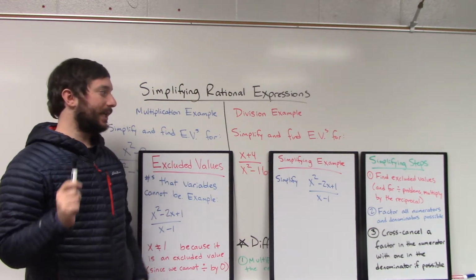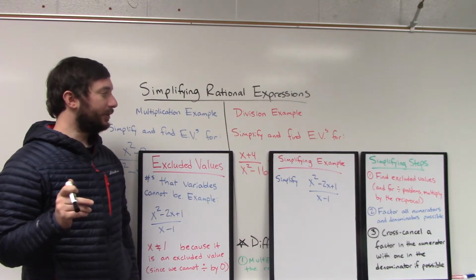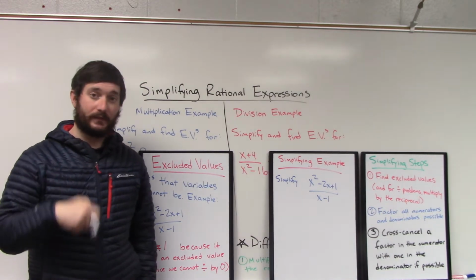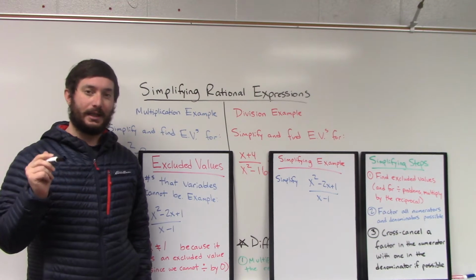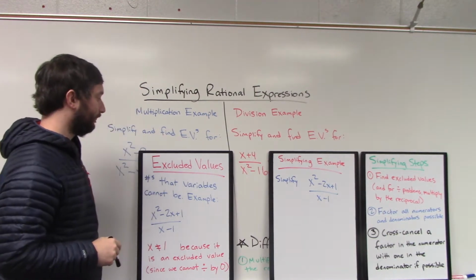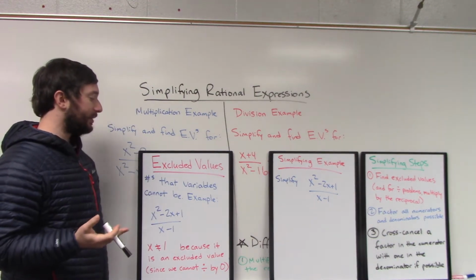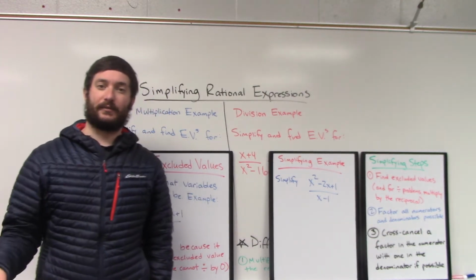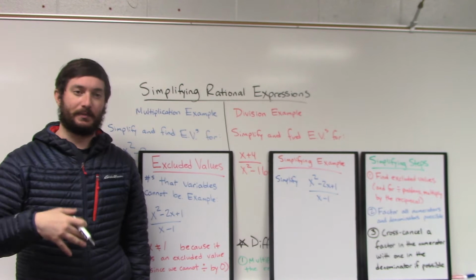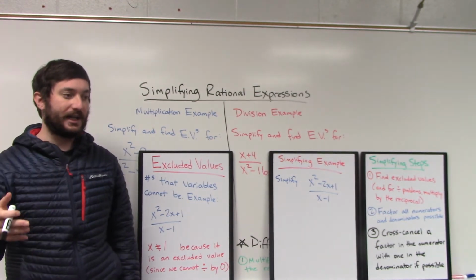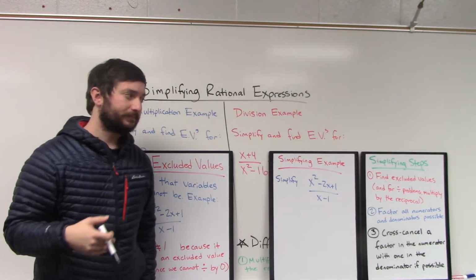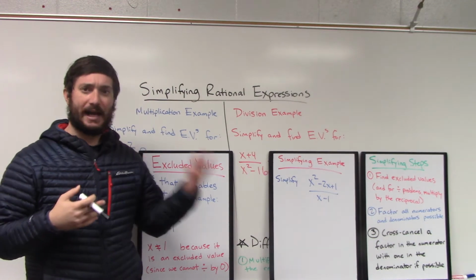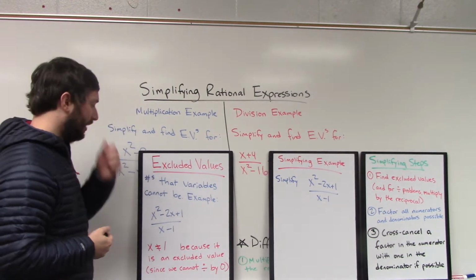But before we get to any one of those, we first need to talk about something that's important to all of these types of problems, and that's called excluded values. So excluded values are numbers that variables can't be. Remember, variables can stand for numbers. You can plug numbers into variables into your problems to simplify, get certain results. That might help you to graph a function, for example.